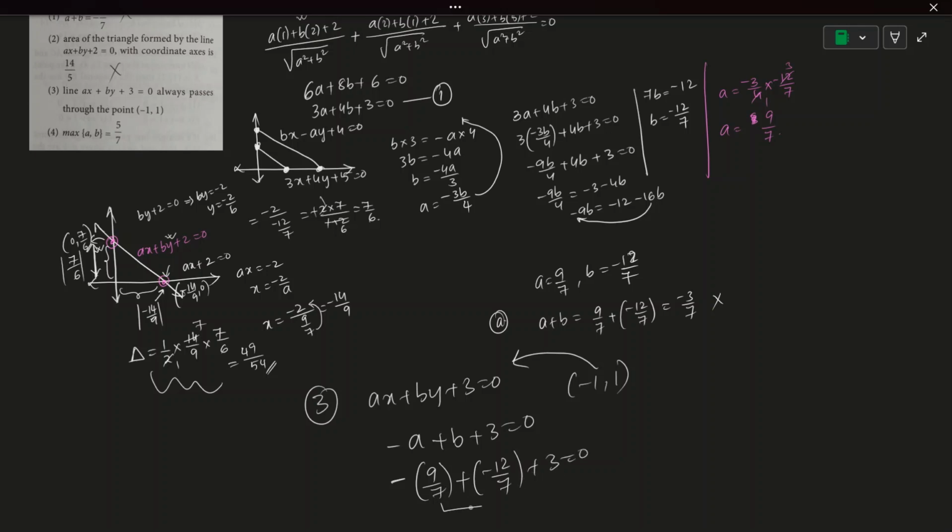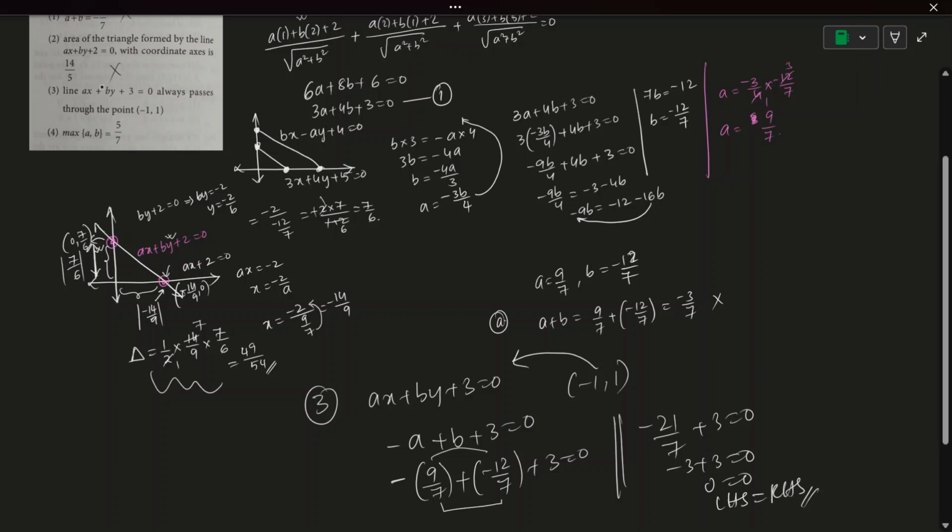Okay, then here we have two denominators same. Then add the numerators. Then you will get minus 21 by 7 plus 3 equal to 0. So minus 3 plus 3 equal to 0. 0 is equals to 0. So we found that LHS is equals to RHS. Yes. So that means this line is satisfying this point by taking the A value and the B value. Okay, so this would be the right answer, third one.